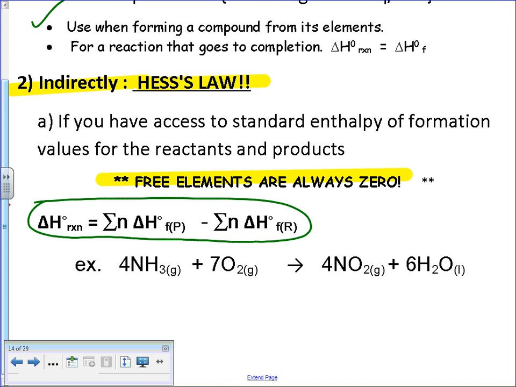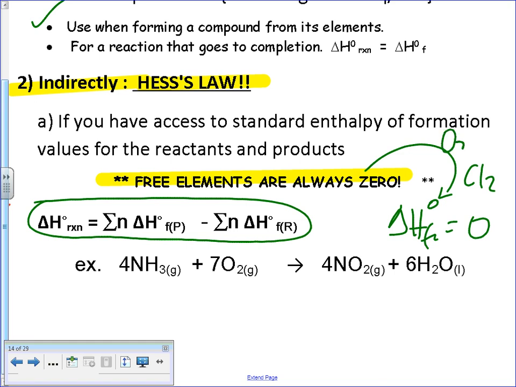And did you guys glean from yesterday's video that free elements always have a delta H of formation of 0? So give me an example of a free element. Chlorine gas. Chlorine gas would have a delta Hf of 0. What else? O2. What else? Sodium solid. Anything that's just a free element or a diatomic molecule would have a 0 delta H of formation. So if I wanted you to write out how to calculate the delta H of this reaction here, this is a combustion of ammonia reaction, how would you set this up and what values do you already know?